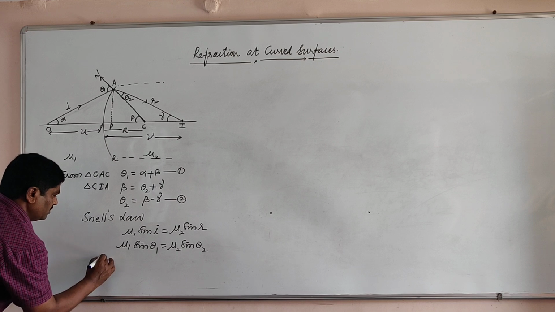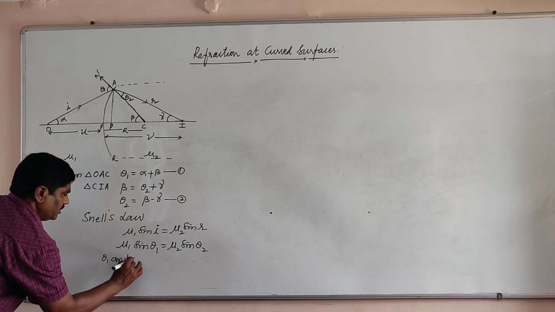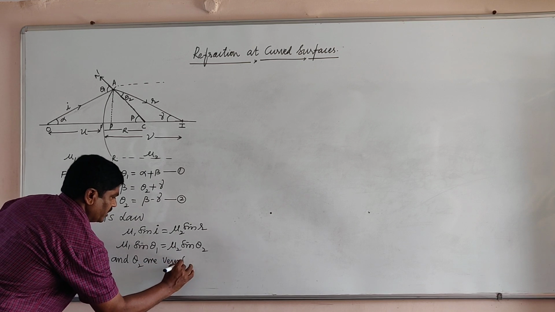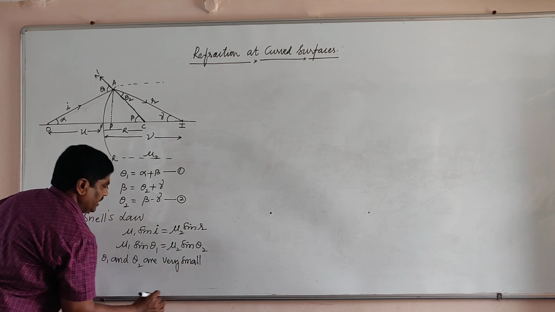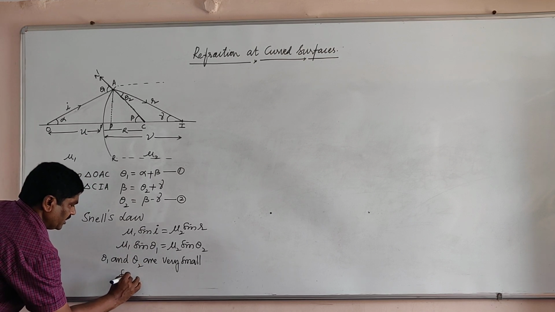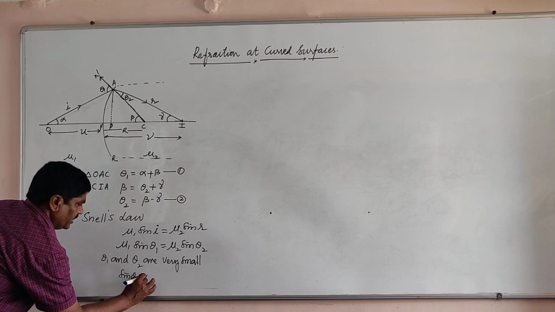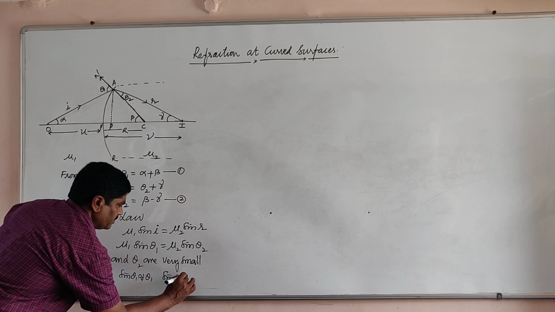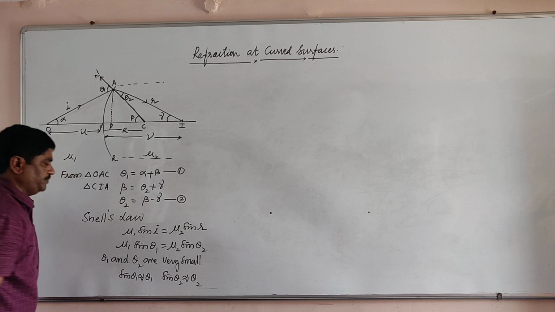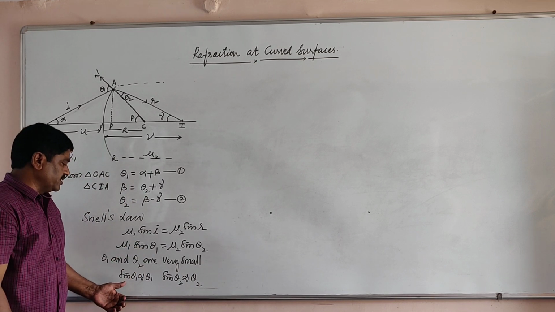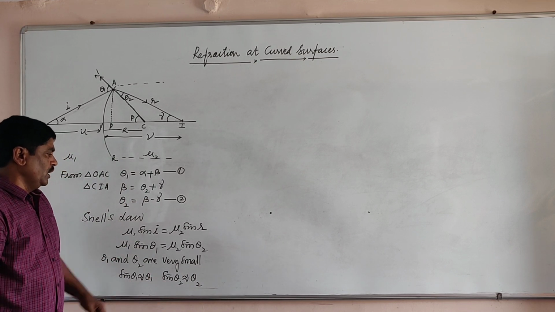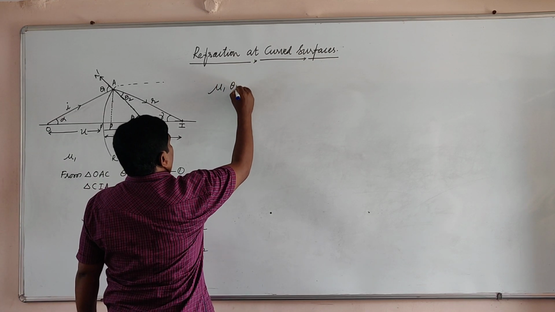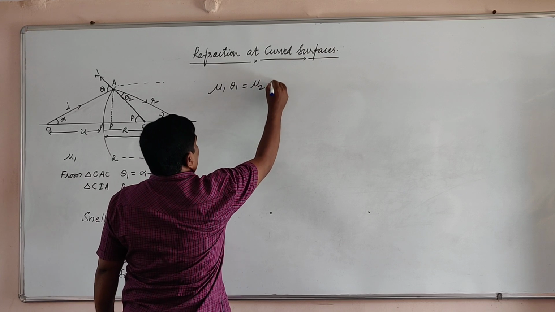But we suppose that theta 1 and theta 2 are very small. If we can suppose that, then sine theta 1 is almost equal to theta 1 and sine theta 2 is almost equal to theta 2. So when the angles are very small, sine theta becomes theta. So here this equation has become mu1 theta 1 is equal to mu2 theta 2.